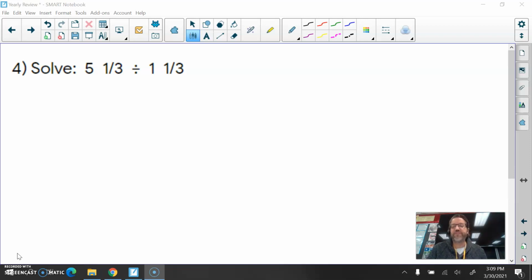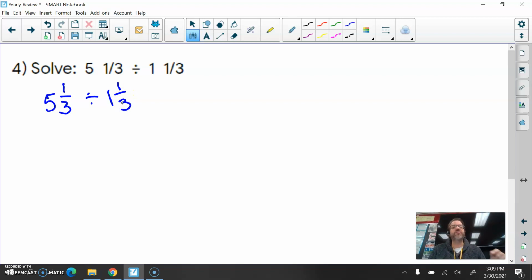Just like on that first yearly review worksheet, the first thing I would do is rewrite this. It's very important that you show all of your work on a piece of scratch paper or on a nice piece of paper. It doesn't even have to be scratch paper. 5 and 1/3 divided by 1 and 1/3.